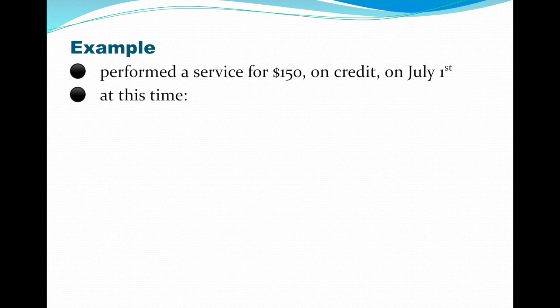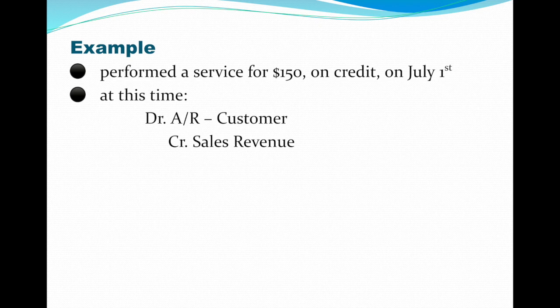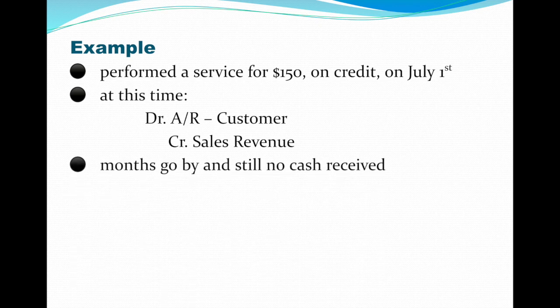So for an example, if a business performs a service for $150 on credit on July 1st, and when we have performed that service, that's the important part, we would debit the accounts receivable account for $150. We would credit sales revenue for the same amount, and a month would go by, but still no cash is received. So that's the situation.